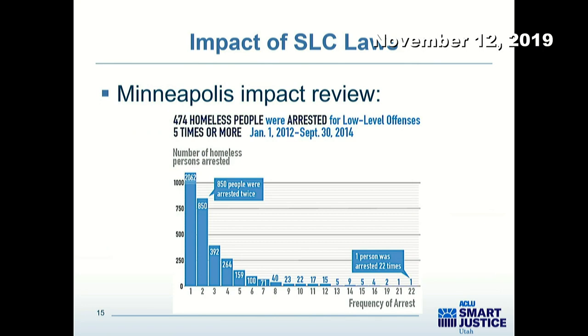And this actually looks at the impact review, where we're looking at the number of people that are arrested and how many times they get arrested. And so we could look at, from this infographic, that we have 474 homeless people were arrested for low-level offenses 5 or more times between these dates. And so these are people that are getting picked up, put into the criminal justice system, cycling out and cycling back in over and over and over again.